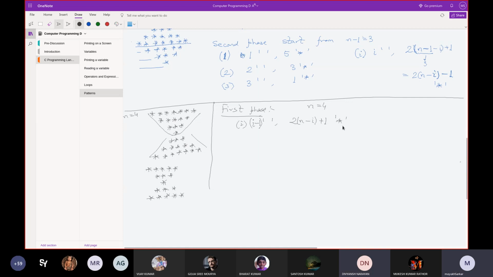Okay. Let me put this into formula. First row, 0 space, and 2 into 4 minus 1, so 7 stars. If it is matched for 1, it will match for everything. 1 space in the second row, and 2 into 4 minus 2, 5 stars. Yes, good. So this will do. This is the pattern for the upper phase or first phase.